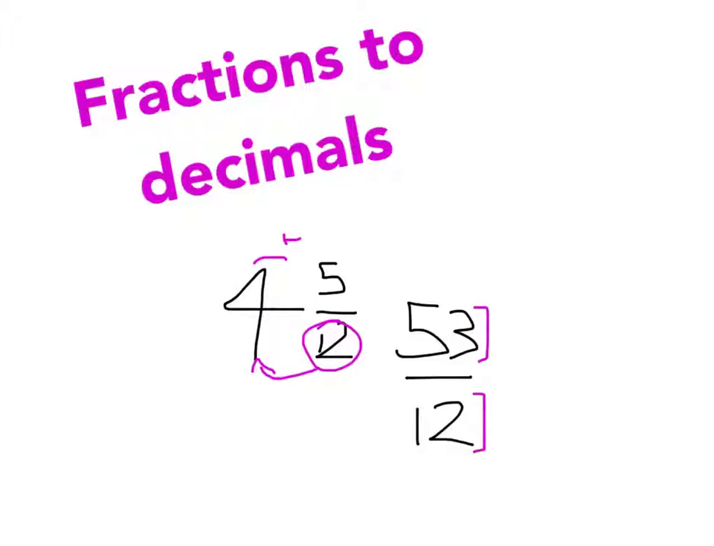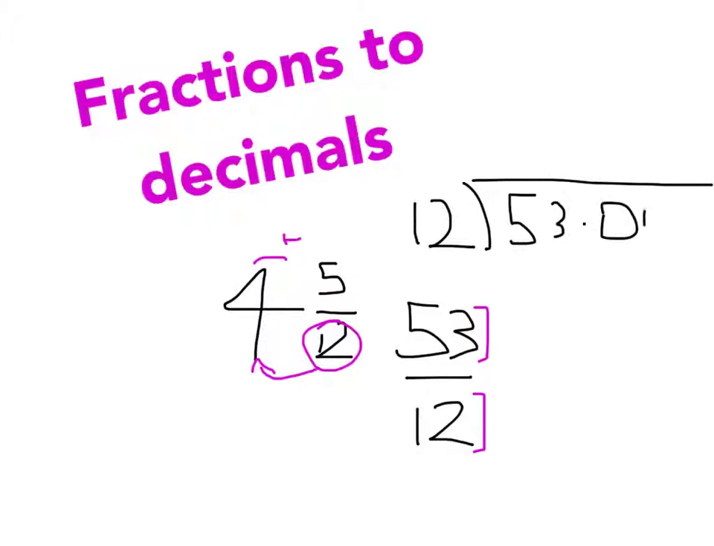So let's go up here and do that. So it becomes 12 into 53.00. I'll just put 3 zeros for the time being. You can keep on adding zeros if you have a recurring decimal, okay? That's fine. So how many times does 12 go into 53? I've established that it's 4 times. Put my decimal point there, decimal points above decimal points, and there's a remainder of 5.